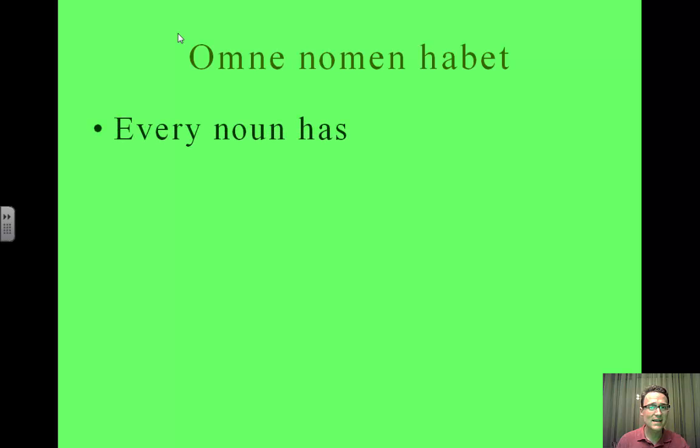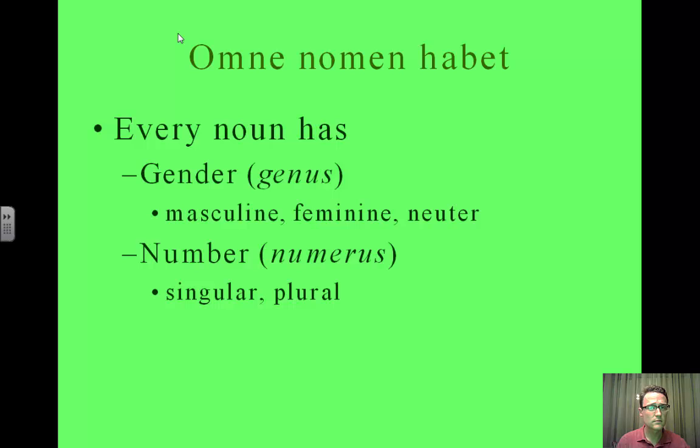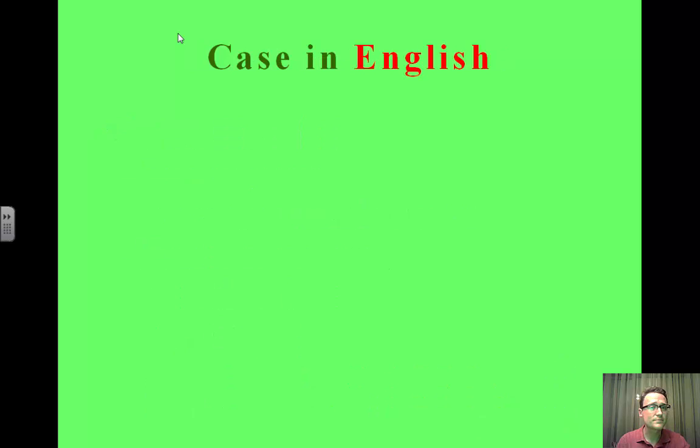Omne nomen habet, every noun has gender, whether masculine, feminine, or neuter. It has number, whether it's singular or plural, and it has case. Now, case is something that we have to think about. What does case do? Case is going to show us the relationship that a noun has with the other nouns and with the verb and the other parts of speech in a sentence. But this is more easily seen in example than explained, so let's look at some.